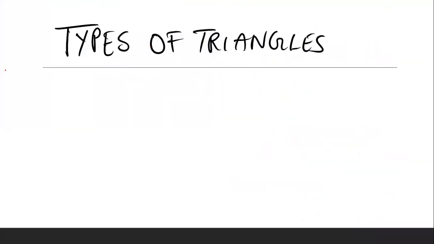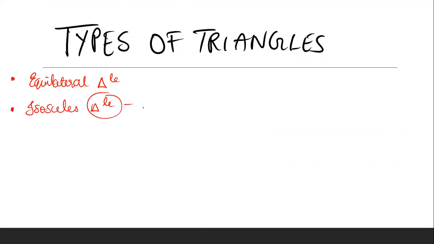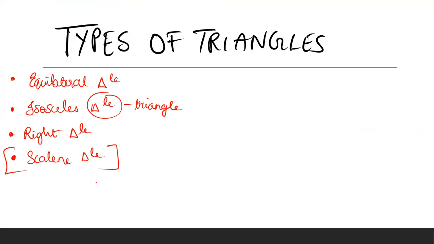Firstly, let's start with the types of triangles. Now we know that there are so many types of triangles, and we are only concerned with the equilateral triangle, isosceles triangle. By the way, this symbol means triangle if you do not know this. And we have the right angle triangle, which we call a right triangle. Now there's something called a scalene triangle, which we will not be discussing in this chapter, but just for your basic info, I'm telling what a scalene triangle is.